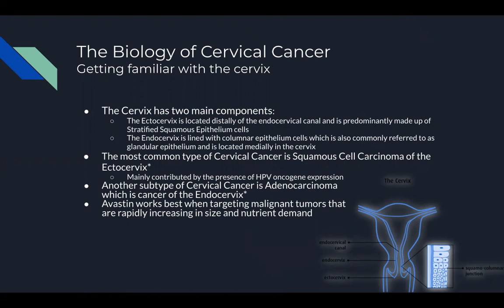Squamous cell carcinoma accounts for as high as 90% of cervical cancers. This is mainly attributed to the presence of HPV oncogene expression. Another subtype of cervical cancer is adenocarcinoma, which is cancer of the endocervix. Adenocarcinoma accounts for approximately 10% of cervical cancers. In this study, we will be focusing on squamous cell carcinoma of the ectocervix. Avastin works best when targeting malignant tumors that are rapidly increasing in size and nutrient demand.